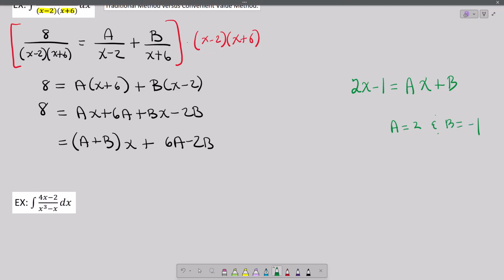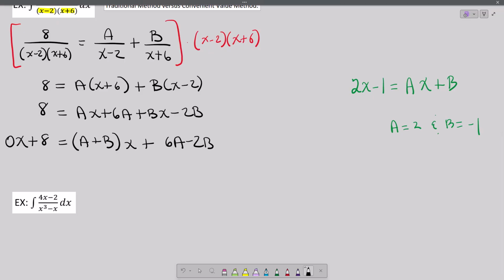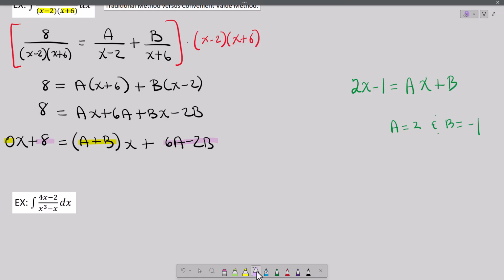That's all we're going to use over here. When we look to the left, this is 0x plus 8. So on the left, you have a polynomial that's linear. On the right, you have a polynomial that's linear. The only way two polynomials can be equal is if the corresponding coefficients are equal. It's the only way. The only way that this equation can be true is if this coefficient of x equals that coefficient of x, and this constant is equal to that constant. No choice.